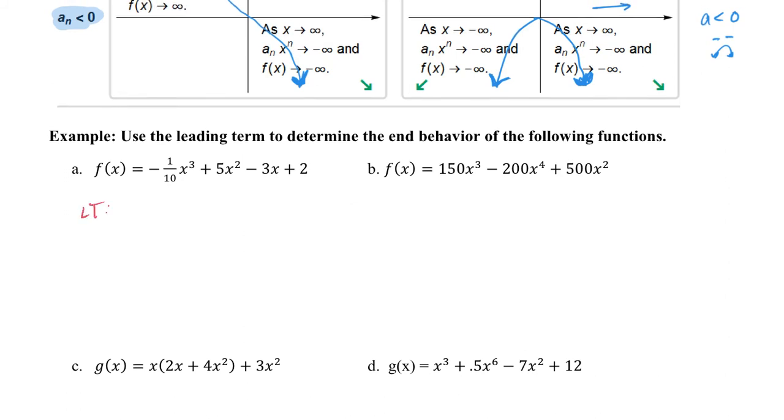So the leading term is -1/10 x cubed, okay? And so my leading coefficient is, of course, negative. And my degree is 3. So this is an odd degree polynomial. So you need to start to think in terms of a cubic, in terms of how a cubic behaves.